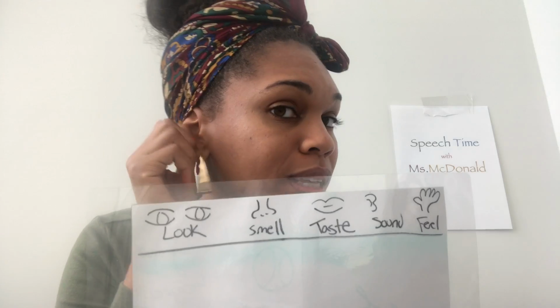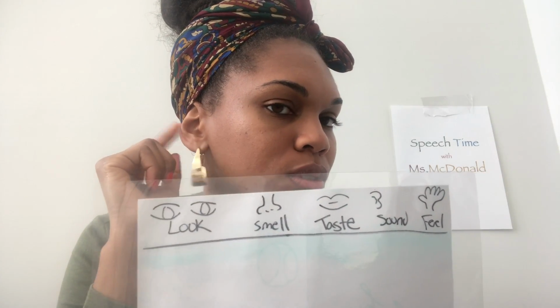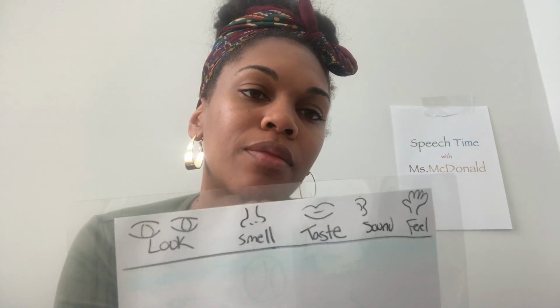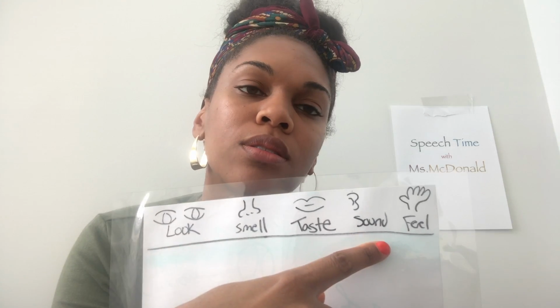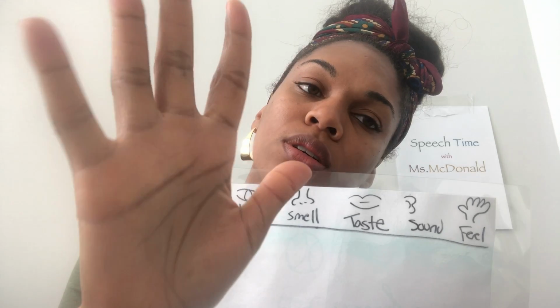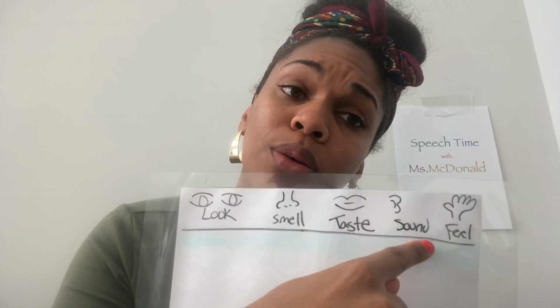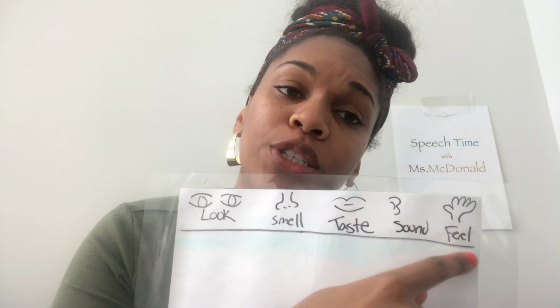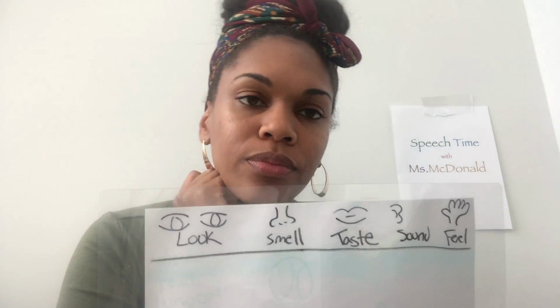I'm talking about how something sounds. So I can draw an ear and write the word sound. I'm also talking about how something feels. So I can draw a hand or write the word feel. Then you're going to underline it.